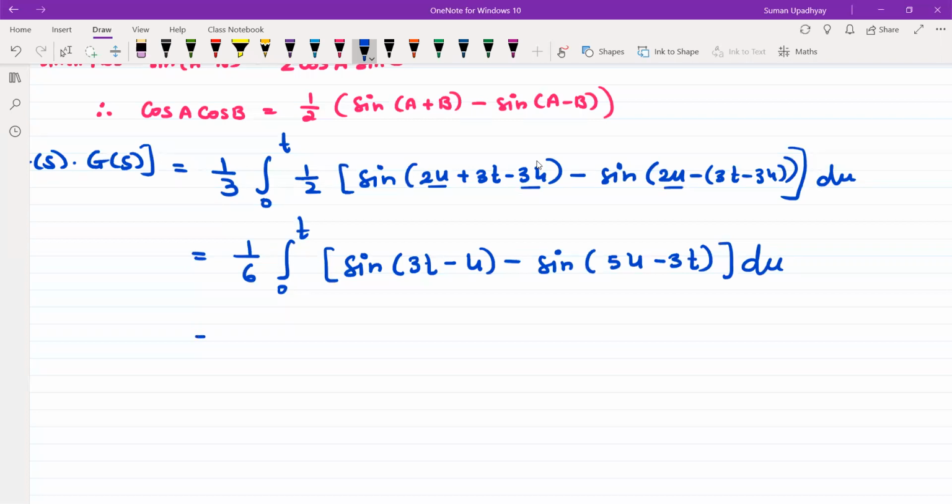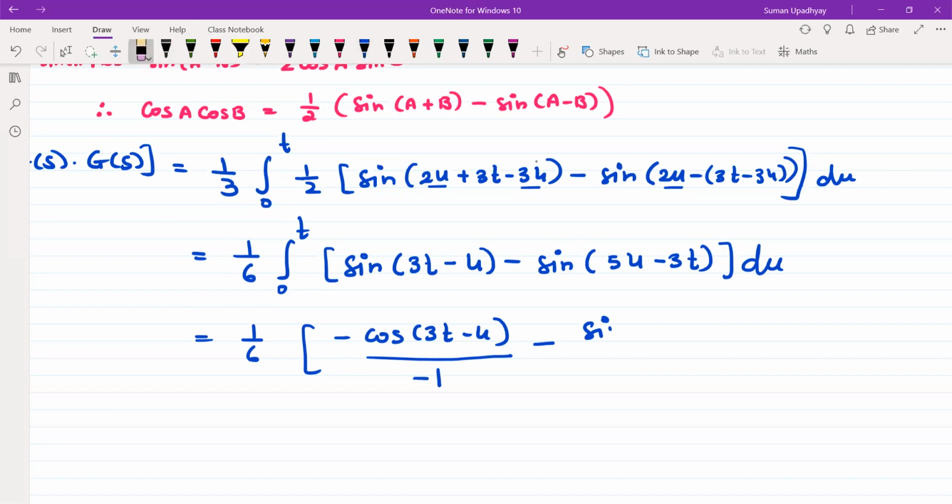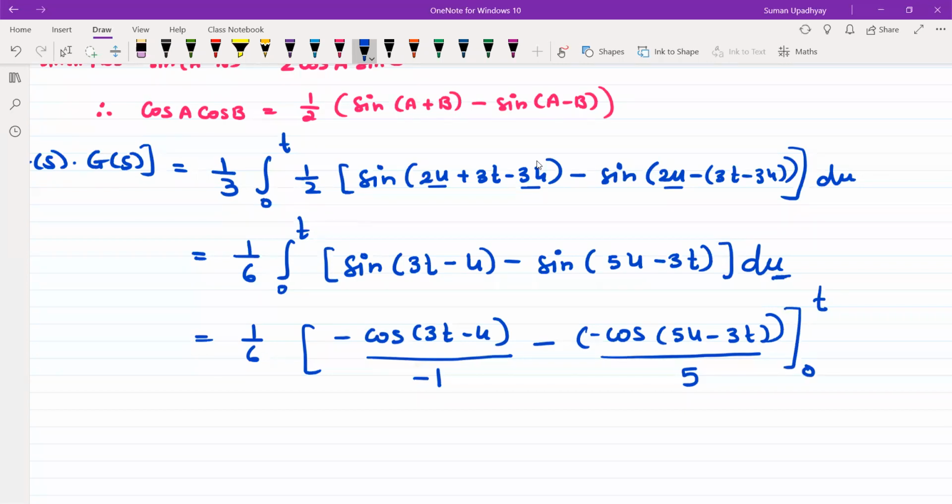Now you can integrate it easily. We all know the integration of sine is minus cos x. So minus cos of 3t minus u, divided by the coefficient of u. The coefficient of u is minus 1, so you are going to divide by minus 1. Integration of sine again gives minus cos of 5u minus 3t, divided by the coefficient of u, which is 5, since you are integrating with respect to u. So the limits are 0 to t.